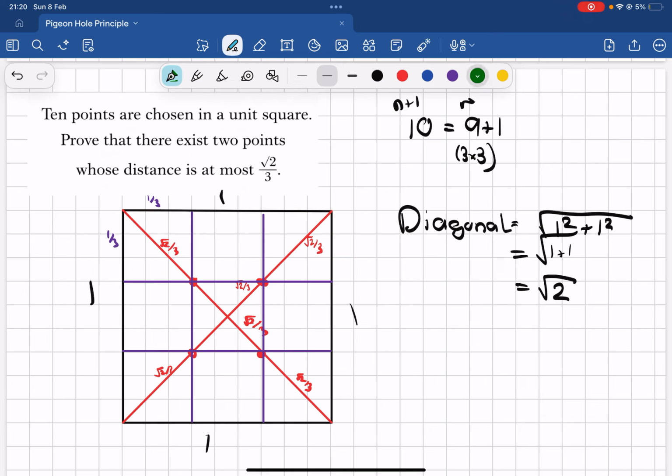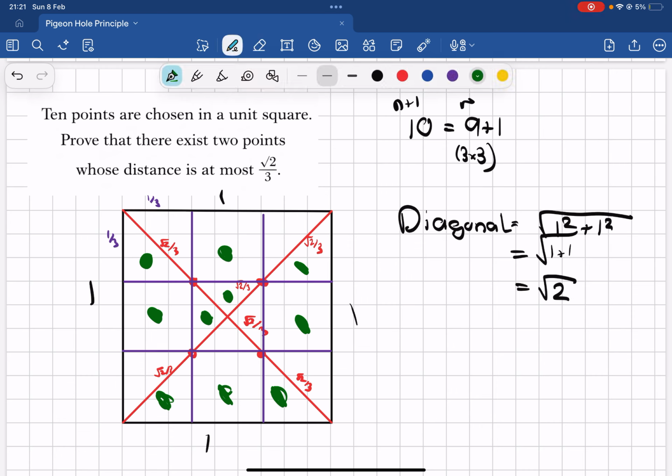So let's use some green now. We need to put 10 points into these 9 squares. So 1, 2, 3, 4, 5, 6, 7, 8, 9. And now where do we put the 10th point? Well, we just simply put it in any one of these. Let's say we put it in the middle one.